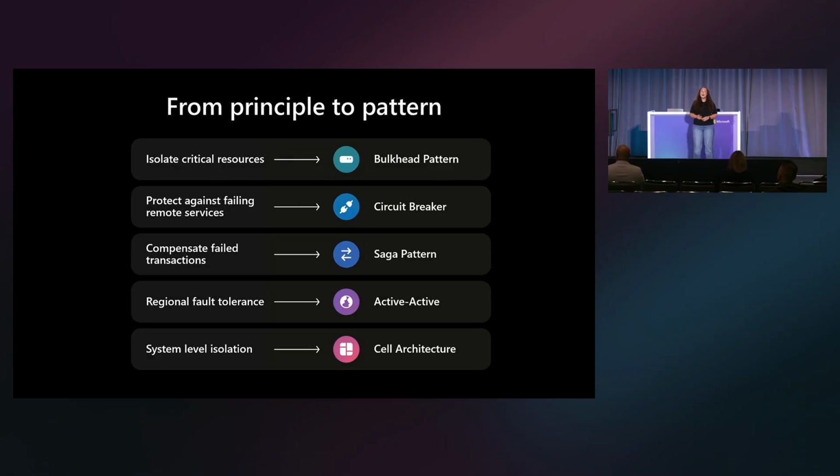All right, so now that we talked about the services, let's talk about the architecture patterns and the principles that we're trying to achieve for each one. We're going to isolate our critical resources with the bulkhead pattern. We're going to protect against failing remote services using circuit breaker. We'll compensate failed transactions with the Saga pattern. All of our services have their own independent data stores, so it's important to maintain this consistency. We also want to build in regional fault tolerance. We can do that with the active-active pattern. And lastly, we'll see how the cell architecture helps us achieve system-level isolation.